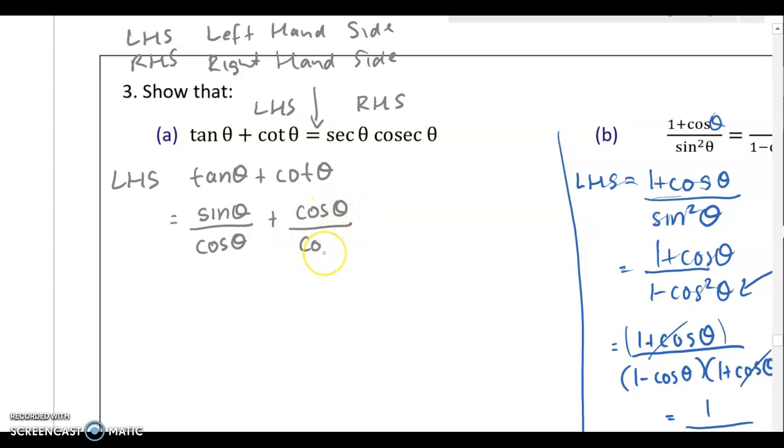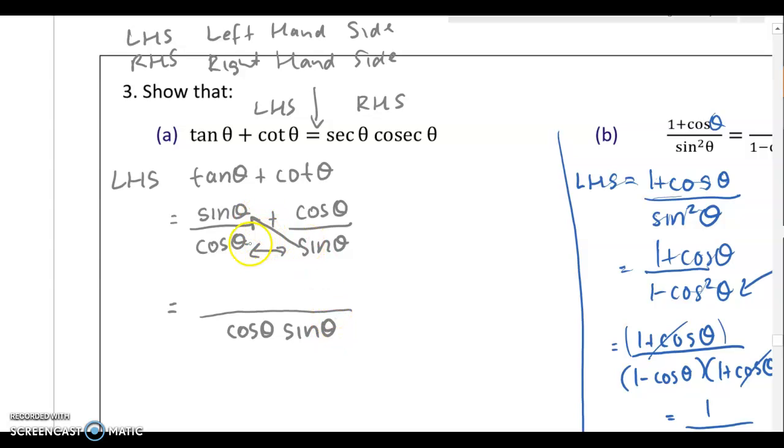Okay, just fix that bottom line up there. So I've written my tan theta as sine theta over cos theta, and I've written my cot theta as cos theta over sine theta. Let's see what we can do now. I'm thinking we're just going to simplify it as an algebraic fraction. We'll times our bottoms together to get cos theta sine theta.